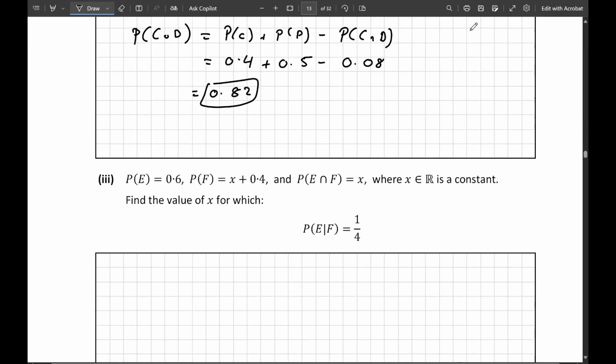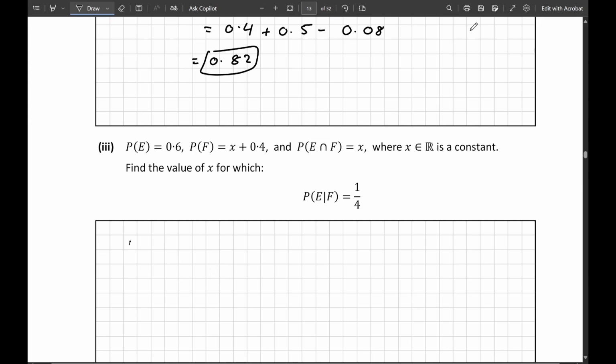E and F are not independent, and P of E intersect F is x. Find x, given that the probability of E given F is a quarter. Okay, so this is kind of Bayes' theorem, I think that's what it's called. I haven't actually looked at this in quite some time. So P of E given F is the probability of the two of them together divided by the probability of the second one.